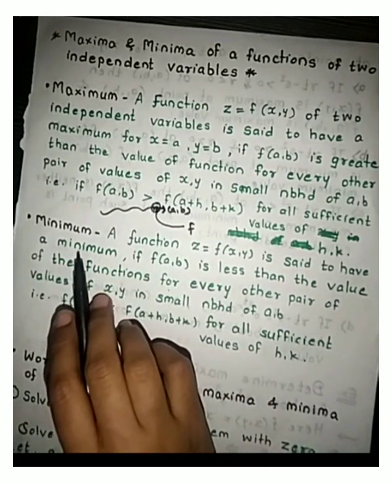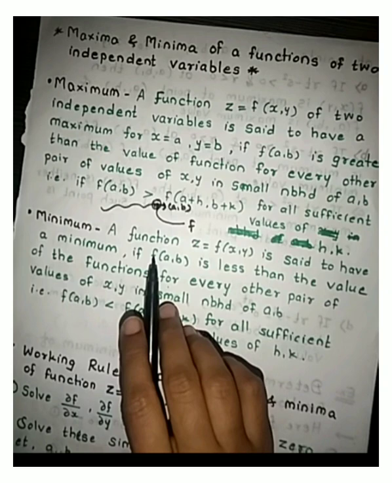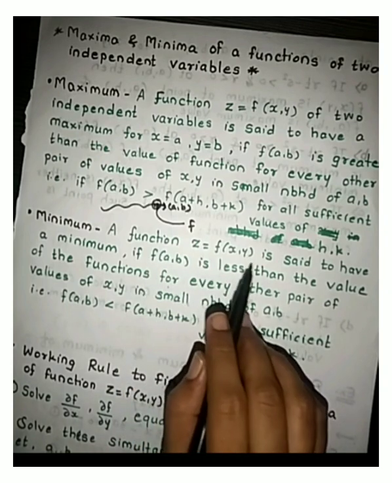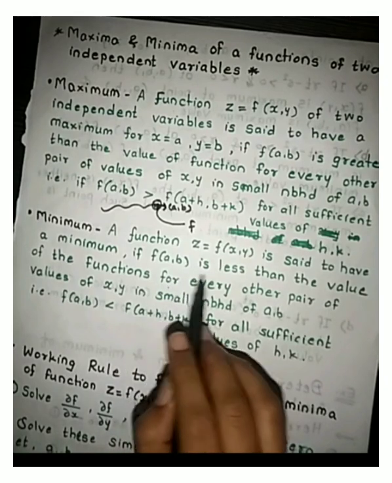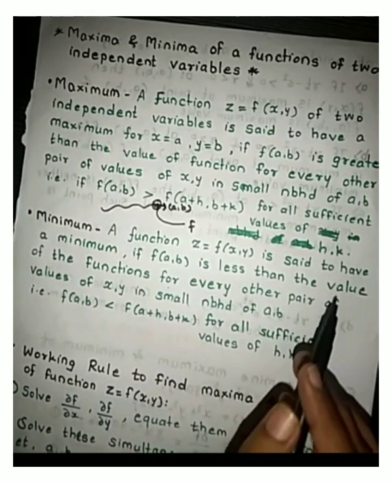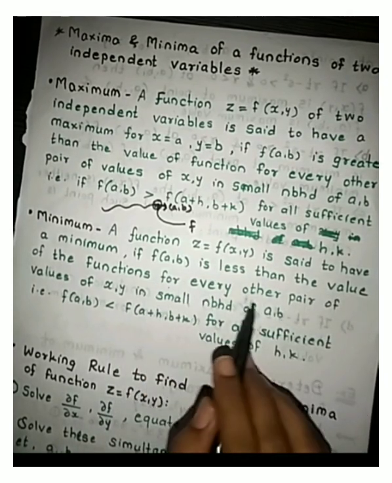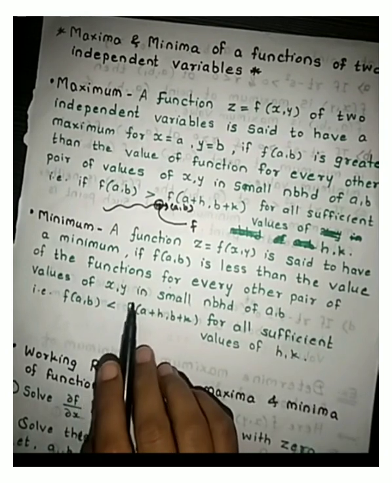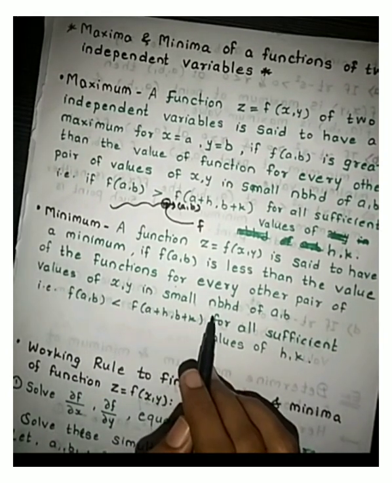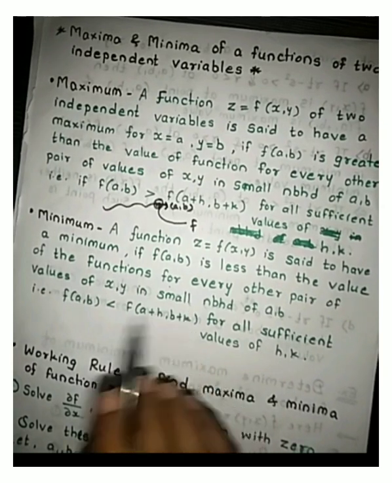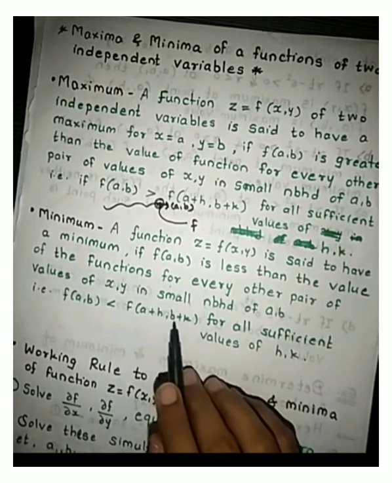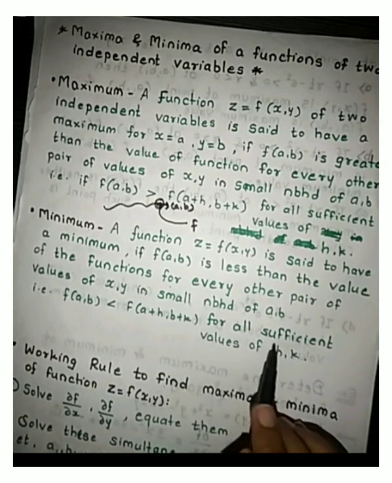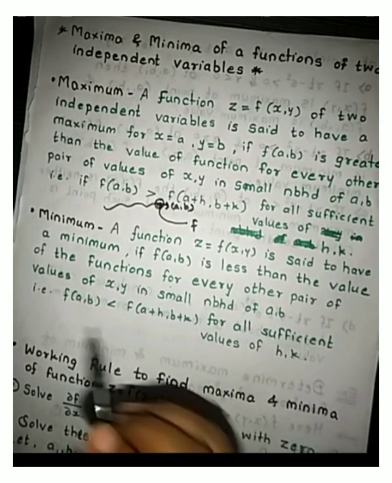Similarly, for a minimum, a function z equals f of x, y is said to have a minimum if f of a, b is less than the value of the function for every other pair of values of x, y in a small neighborhood of a, b. That means f of a, b is less than f of a plus h, b plus k for all sufficiently small values of h, k.